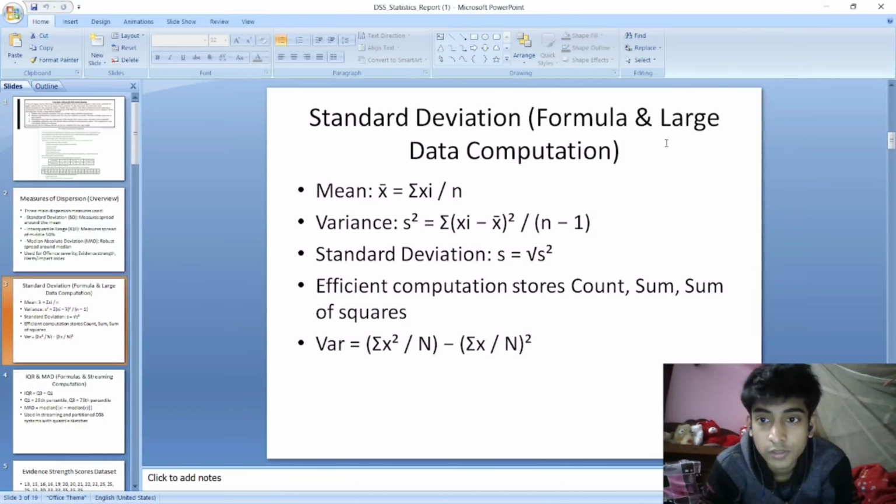The first method is standard deviation. For standard deviation, we first compute the mean, then we compute the variance, and then we take the square root of the variance, right? For large streaming data or where data is real time, we can compute and store the count, sum, and sum of squares as running values. For efficiency, if a query comes, the running count, sum, and sum of squares are stored, and based on that the query is evaluated. So these are the formulas given, right?